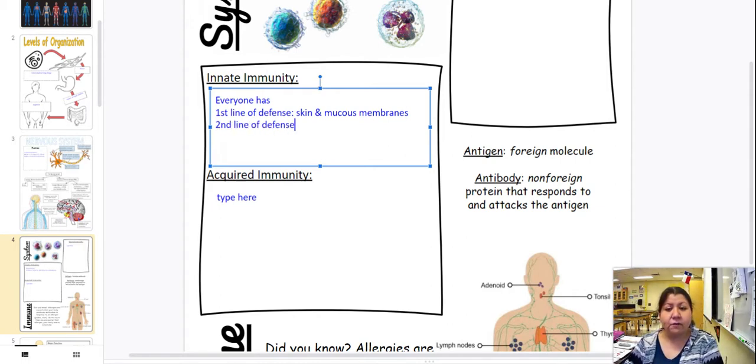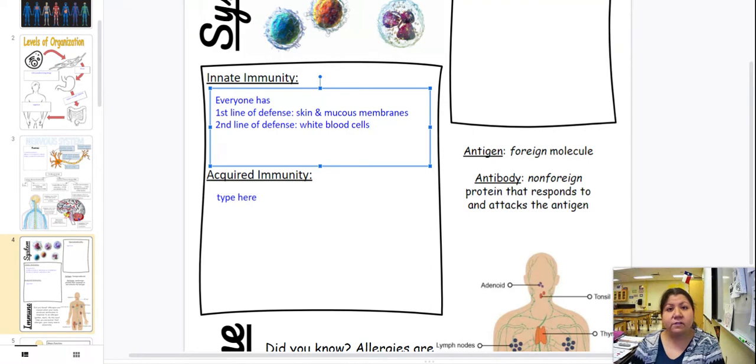Our second line of defense: let's say that we came into contact with a virus or bacteria. It penetrated our skin because maybe we had a cut, or we breathed it in and it made it past those mucous membranes. Our white blood cells are going to be taking care of that. So our second line of defense always has to do with our cells.